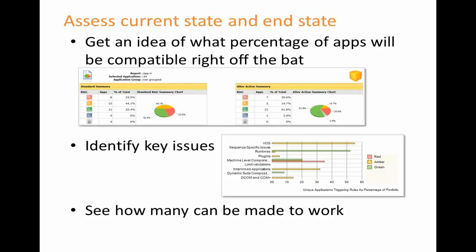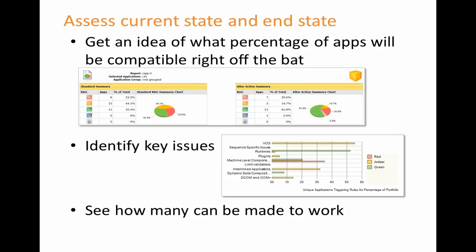So you can see very quickly which ones are red and what are the red issues, so machine level components. You can see which ones are amber, virtual operating system, and runtimes, plugins. So you can check out the ones that are most prevalent, like interlinked applications and virtual operating system. And this allows you to focus on the key areas and not get sidelined or sidetracked by more complex issues that may occur in only a small percentage of the application.